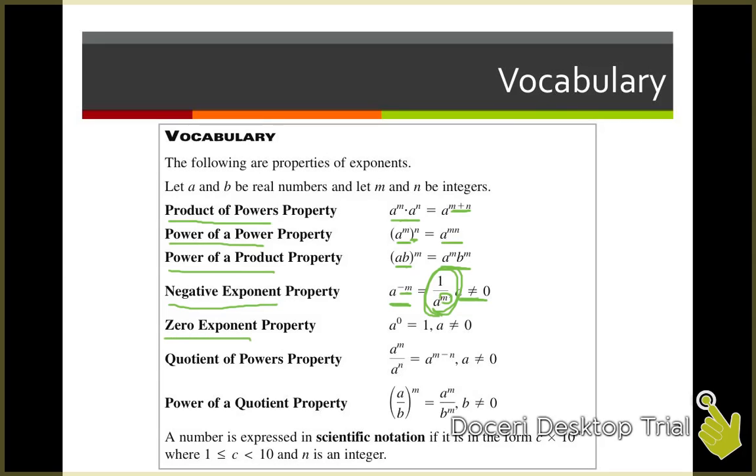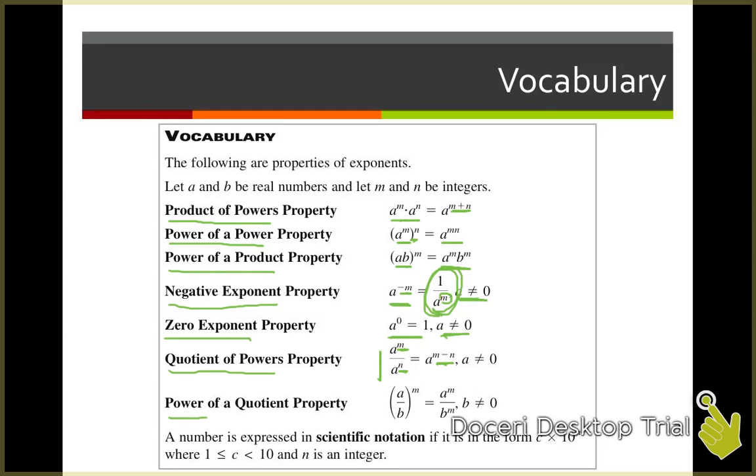We then have the 0 exponent property, which says any base taken to the 0 power will be equal to 1, again, as long as A is not equal to 0. And then we can do a couple of things with quotients. So the quotient of powers property says that if I have two powers in a fraction form, which technically means they're being divided, which is why we are getting a quotient, and they have the same bases again, then we can take our two exponents here and subtract them to get the result.